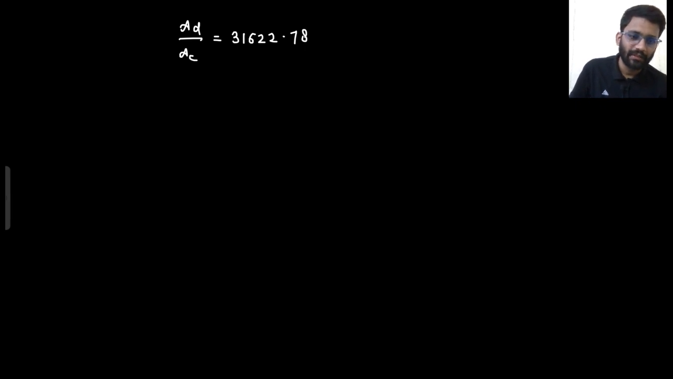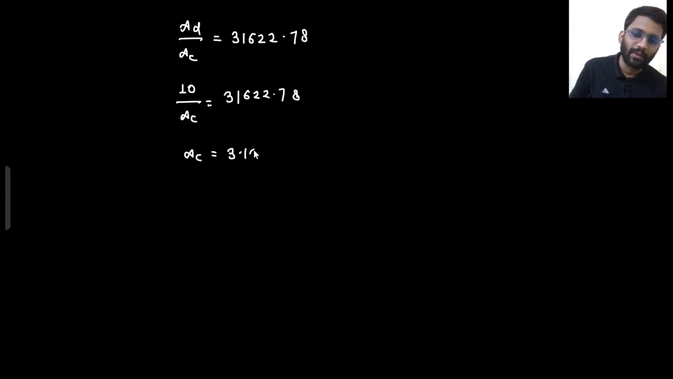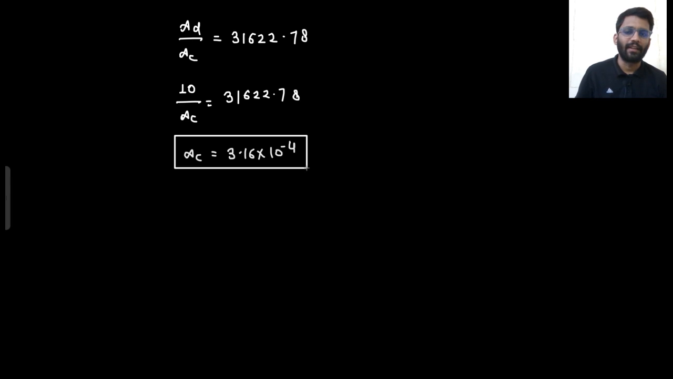So differential gain is 10 divided by common mode gain, 31622.78. From here we will get common mode gain. So reciprocal into 10. So this we are getting 3.16 into 10 to the power minus 4. This is the common mode gain we are getting.